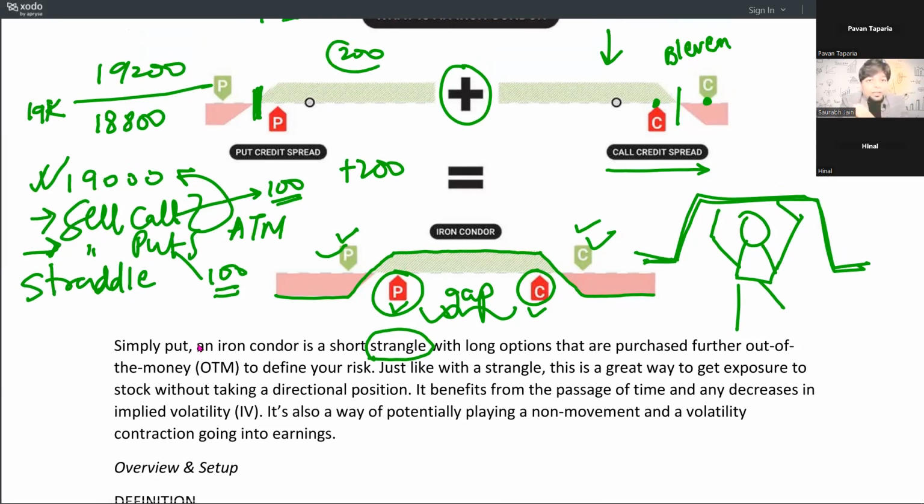So on expiry, you'll have to pay 200. But you have already received 200 while you had traded. You received 200 when you traded. You have paid 200 on expiry. So your net profit or loss is 0.